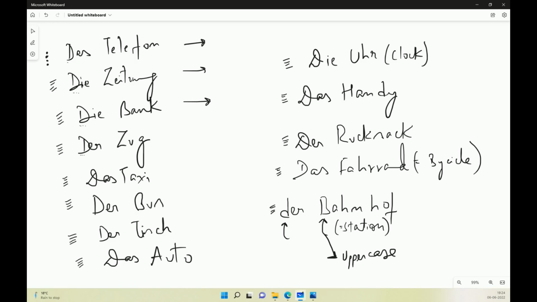Then there is a gender associated with every noun, and unfortunately that has no logic associated with it. So you have to learn the genders by heart.